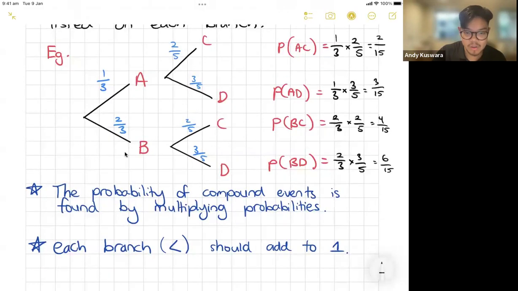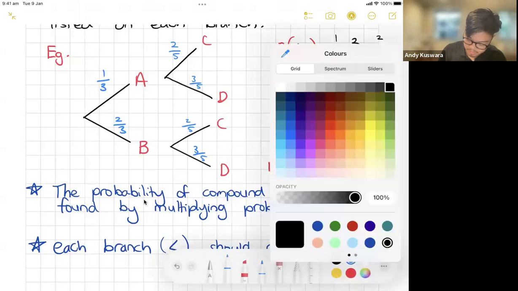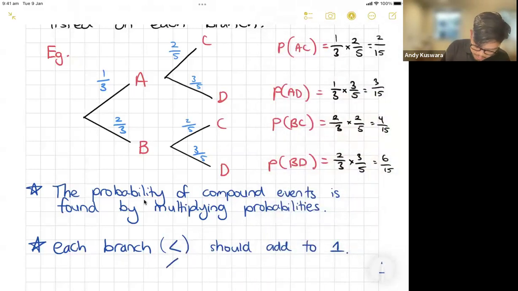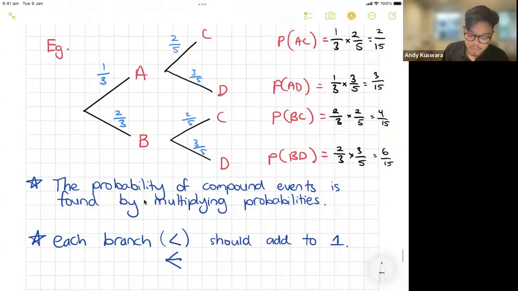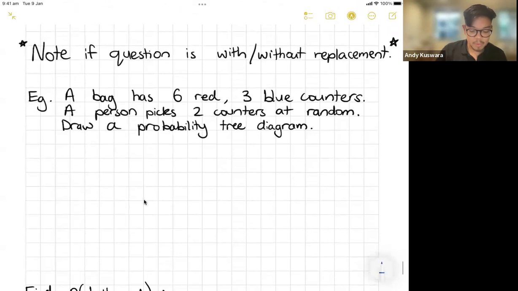That's the idea that each branch could be a three-way branch, it could be a four-way branch, but each single section should always add up to 1. Now let me show you how that might look in a question. A couple things to note here is we have to be extremely careful if the question is with replacement or without replacement. Sometimes it means we take something out and then we put it back in, so your probability of picking again would be the same. Or sometimes if we take two things out, once we've taken something out, it changes the probabilities of what's left.